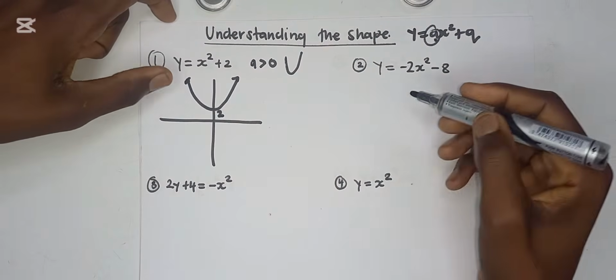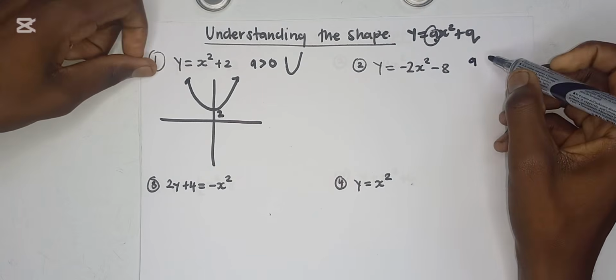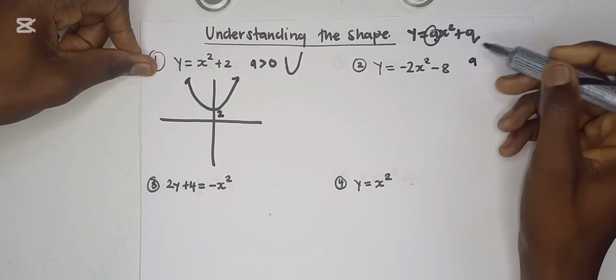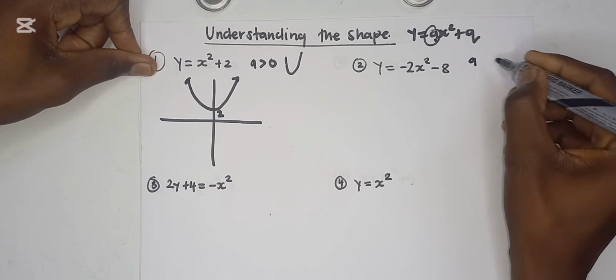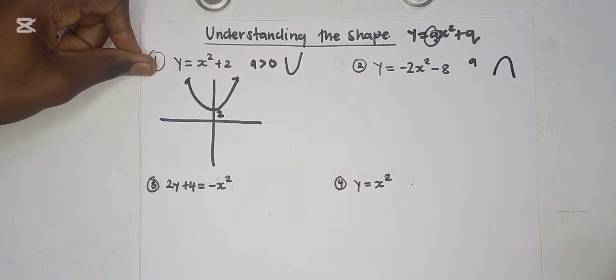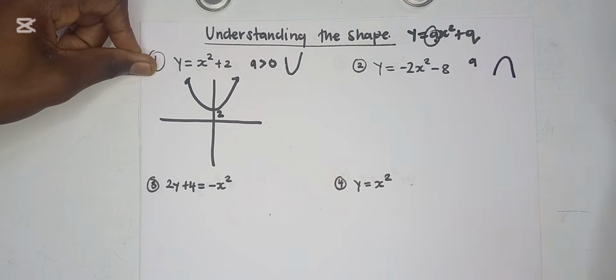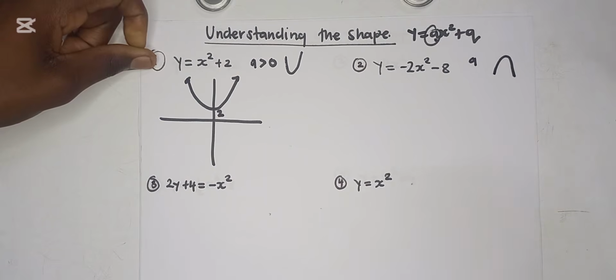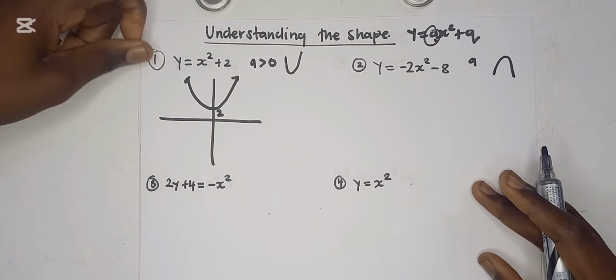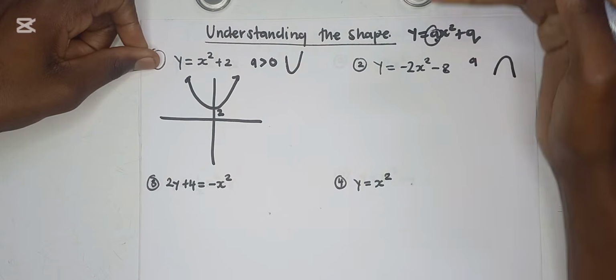Let's try another one, which is number 2. Here, is the value of A negative or positive? Yes, you can see it is negative. It means it's going to be a sad graph, something like this. But this one also has the value of Q, the turning point. The vertical shift is going to shift how many units? It's going to shift 8 units. Since it's negative, it's going to shift 8 units down.